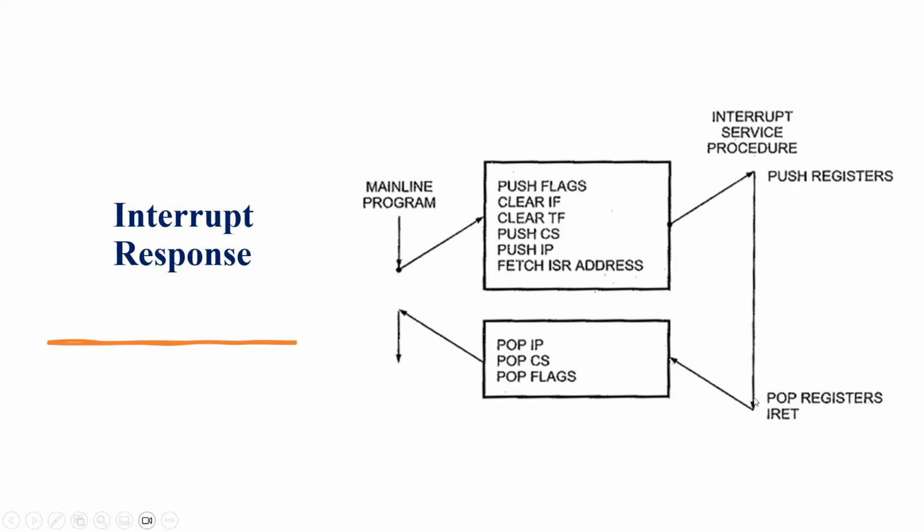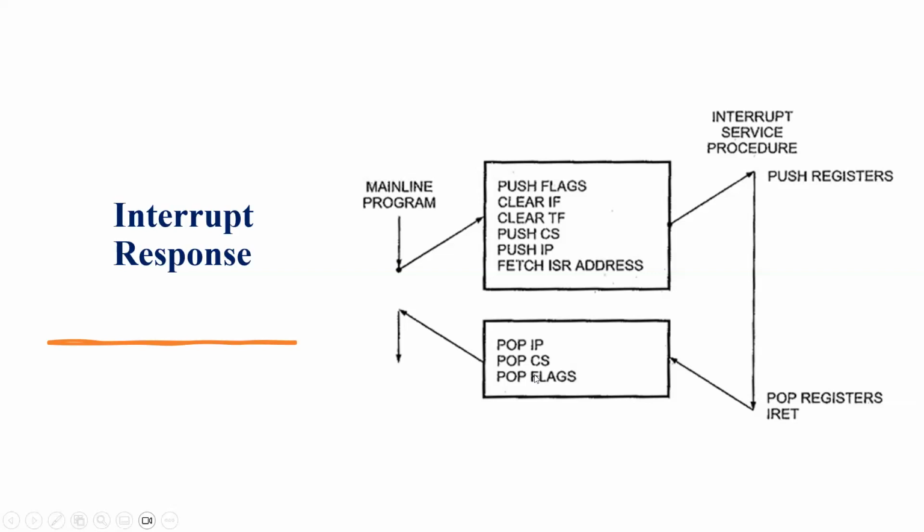When it comes to an end, the register values I pushed previously onto the stack, the same register values I retrieve back by execution of an instruction called pop registers. Then I execute IRET. Then I come back to the previously stopped program. In that process, first I retrieve the IP value. Later, I retrieve the CS value. And then I retrieve the flags values. These are the register values we previously stored in the stack.